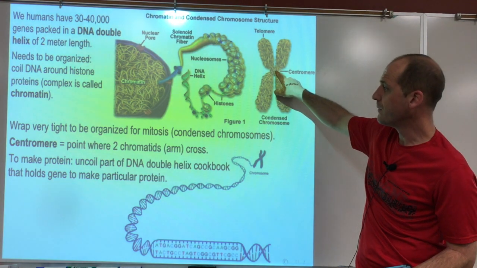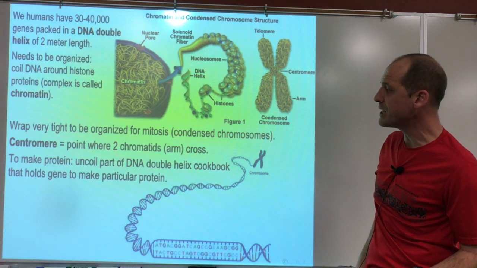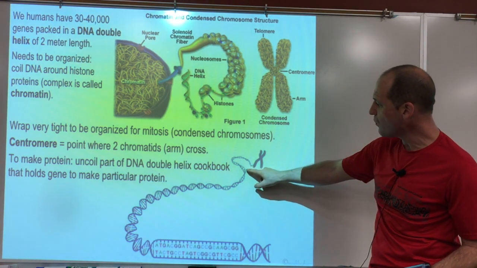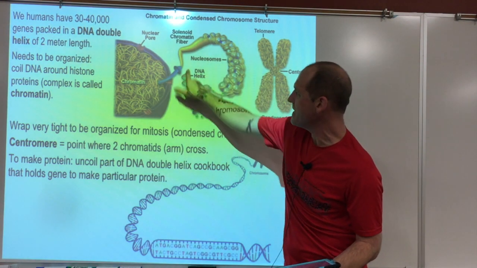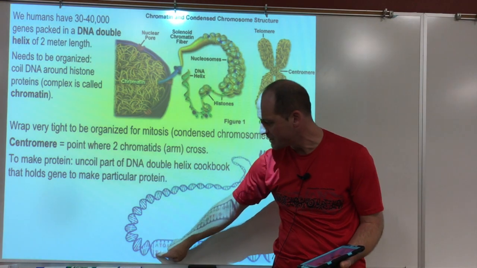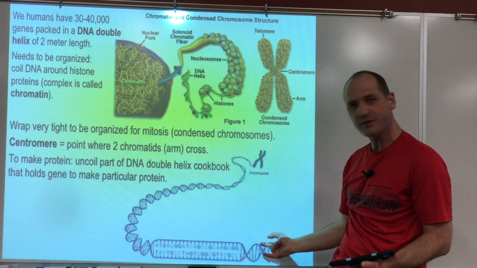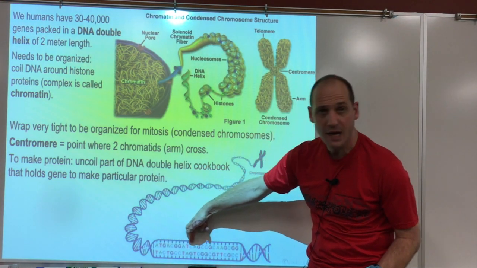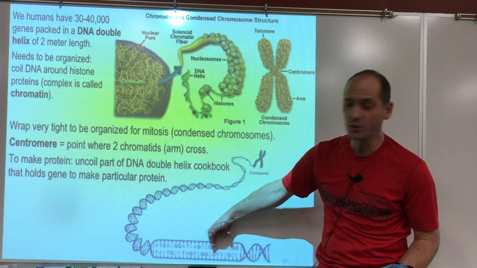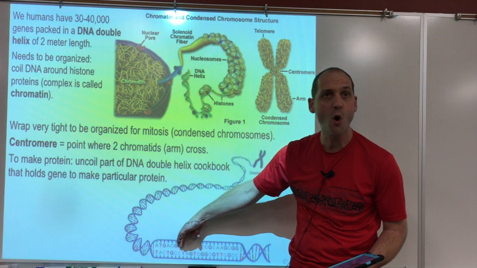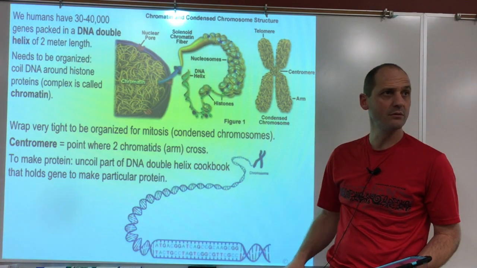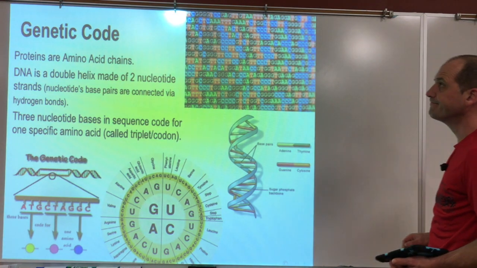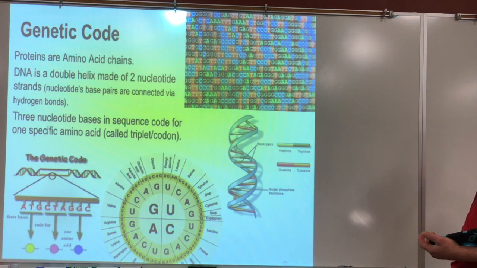When we make a protein, what we basically need to do, we need to unwind everything back to being in a double helix, and then take the double helix and unwind that, and then we expose the nucleotides, because the nucleotides are what's going to code for the protein. So that's then that genetic code that we need to talk about.